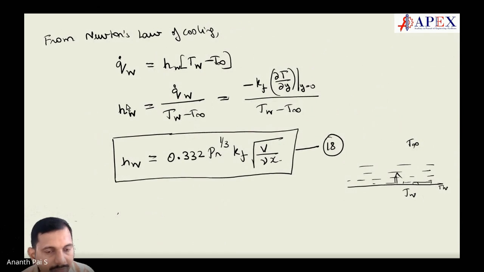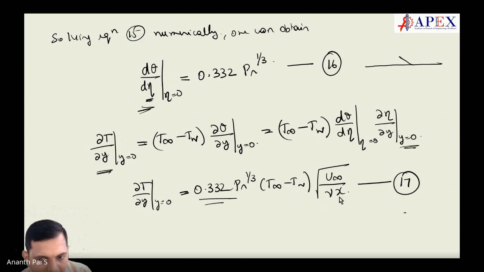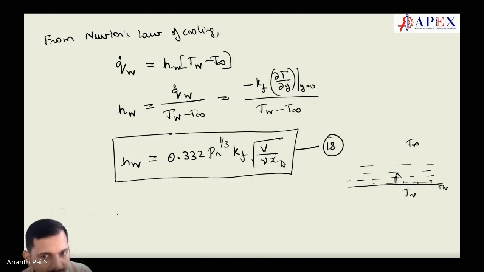Next, what did we do? Q is equal to h_w into (T_w minus T infinity), where h_w is the heat transfer coefficient near the wall. It is not on the wall, it is near the wall. It is equal to q dot wall divided by (T_w minus T infinity), which is given by this. This we have already done in the previous class. That we substitute and we get this. Make sense? K_f means K fluid. Okay, so that's what we got.